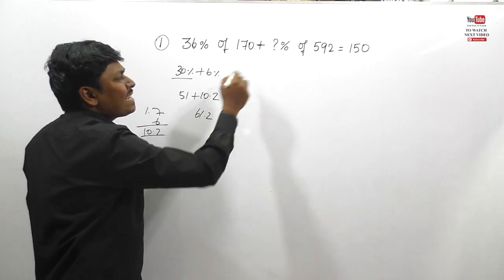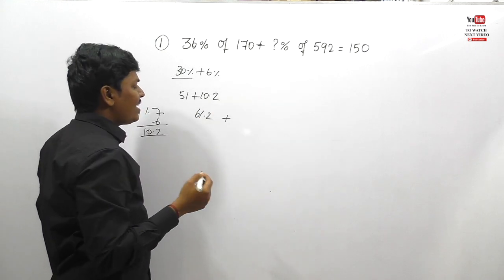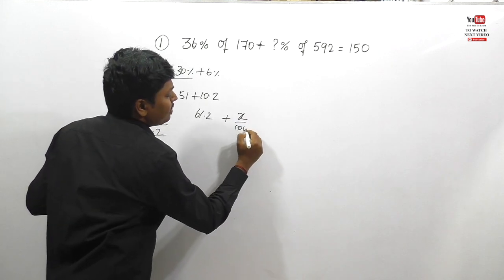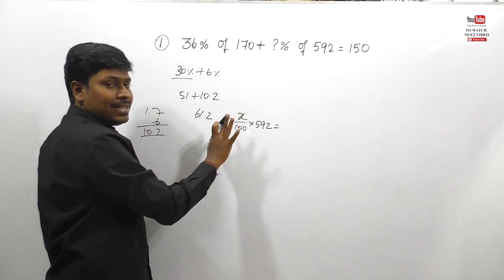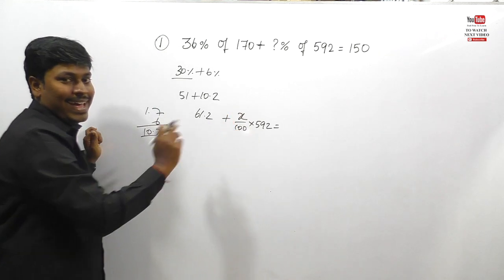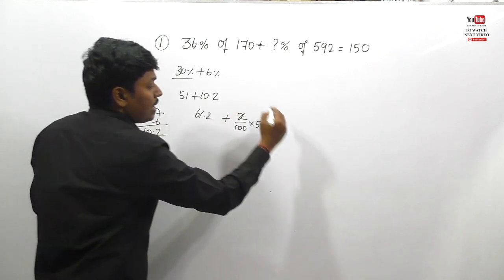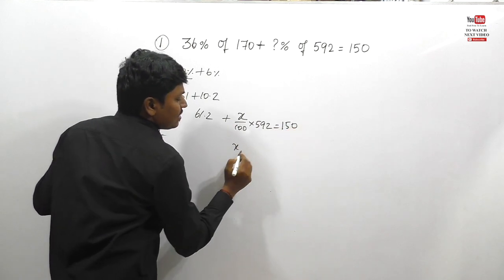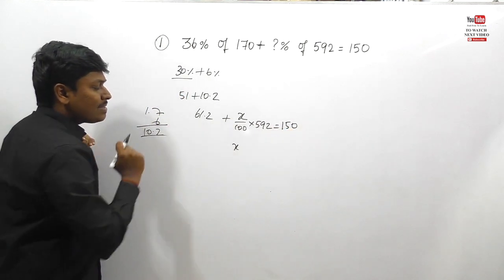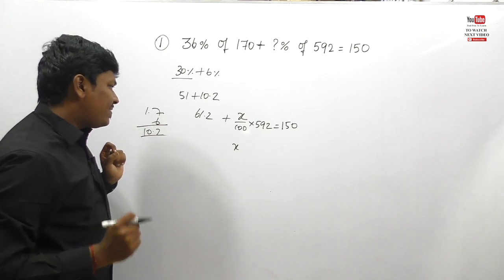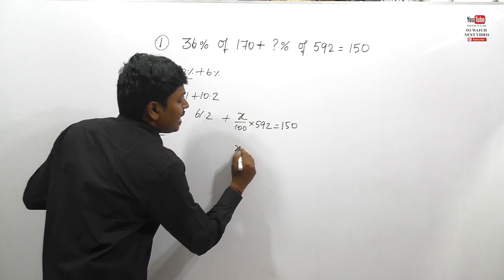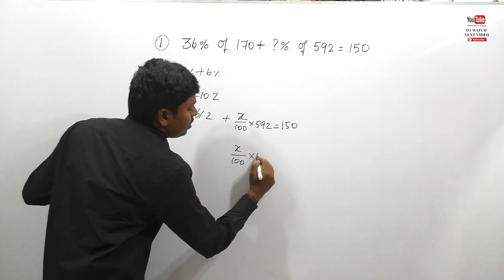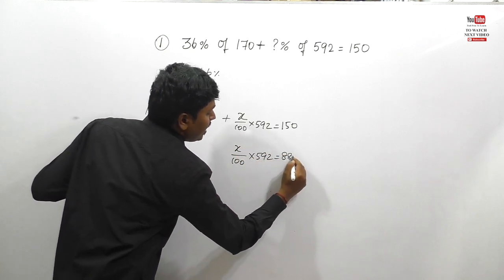Plus, here it is x percentage of 592. This can be easily written as x divided by 100 into 592. This is your wish, friends. You can keep x percentage as it is, or write it as x divided by 100 into 592, and here it is 150. So x, listen carefully: 150 minus 61.2 is 88.8. So x divided by 100 into 592 is equal to 88.8.